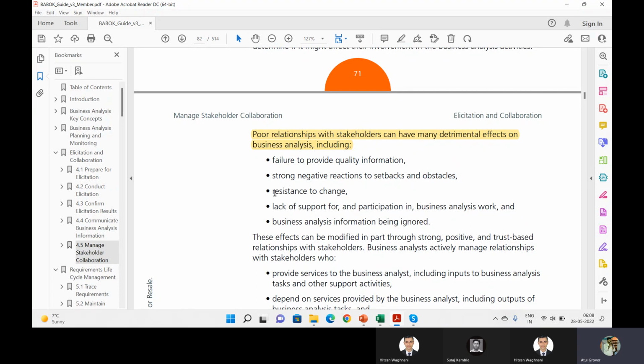The resistance to the change. Hame badalna hi nahi hai. Baat khatam ho gayi. Simple. We don't want to go this thing, we want to do this thing. So during this part, there is sometimes ego also coming into the place.